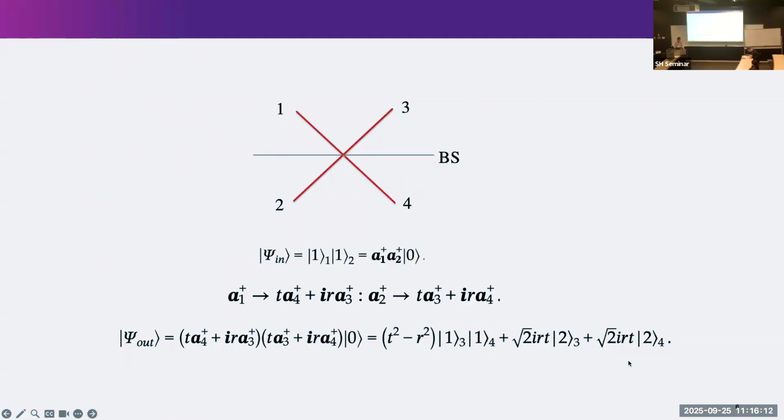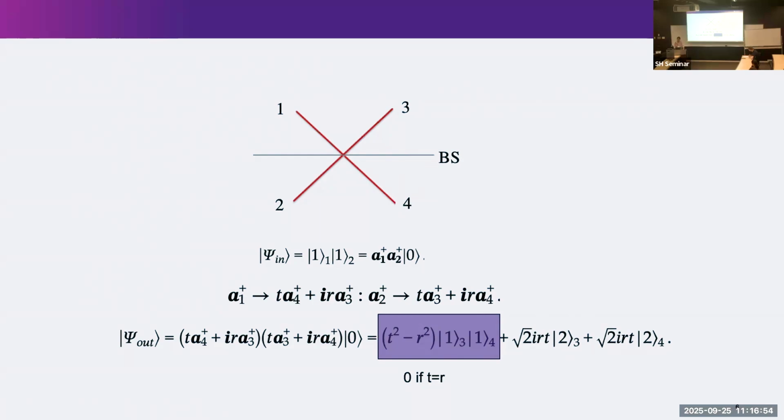What turns out is really something beautiful in that one of the terms actually has this t squared minus r squared, defined by your transmission and reflection. And if t equals r, this term will disappear. And you only have the possibility of detecting 2 photons in mode 3, where 1 detector is, or 2 photons in another detector here. Okay? So you see the Hong-Ou-Mandel effect comes from just applying this quantization to the photons.